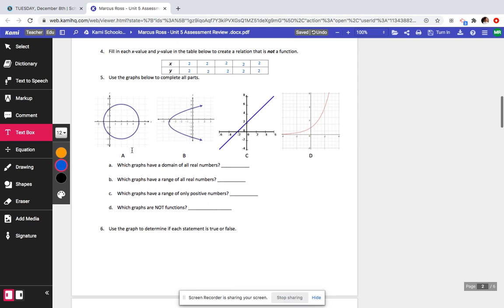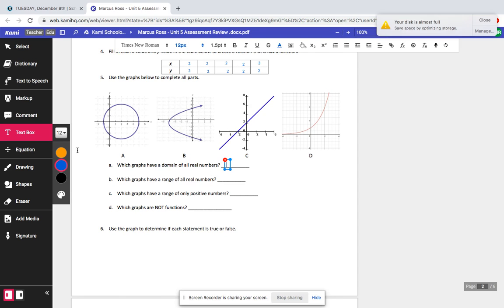Using the graph below, complete all parts. So let's look. We have 4 graphs here. So let's look at A. Which graphs have a domain of all real numbers? Well, domains are our x's. And what that means is that our x values are going to go forever and ever and ever left and right. Well, let's look at A. That's not the case because our domain is stopping at -1. And so that automatically is not going to be all real numbers. Looking at B, it also is stopping at -4. And because it doesn't go past -4, that's not all real numbers. C, we can look at, and because this line is going on forever and ever and ever, left and right and up and down, C would be an answer.